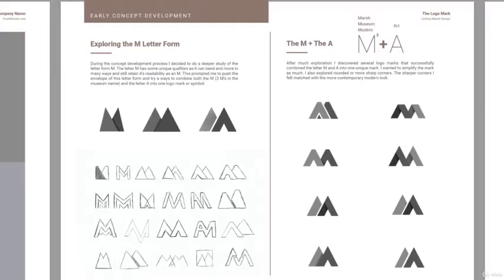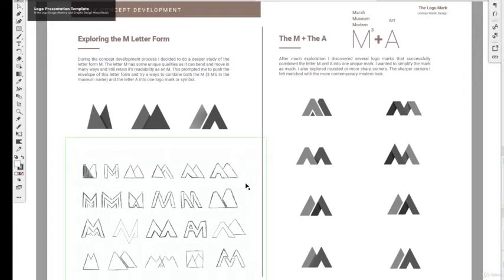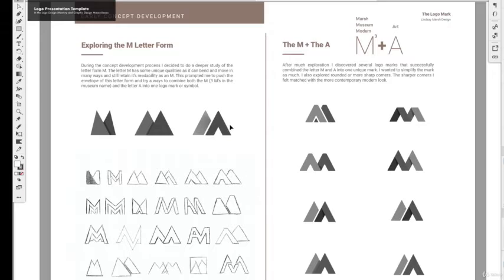This is taken from my logo client presentation template that I have in a lot of my courses. What I did is I showed a couple of things on this page. I showed the basic shapes I was playing around with. I have a little sketch image. Then there's this little paragraph that explains why there is the M, and that there's actually the M and the A for the museum and for art. And that was fused together as one icon, and you can see the exploration of that in this presentation.